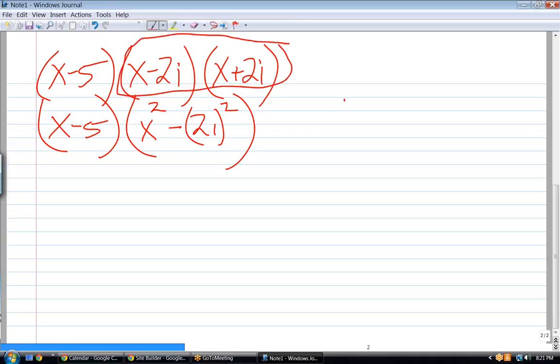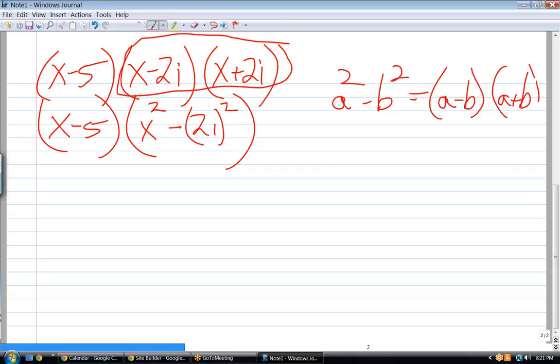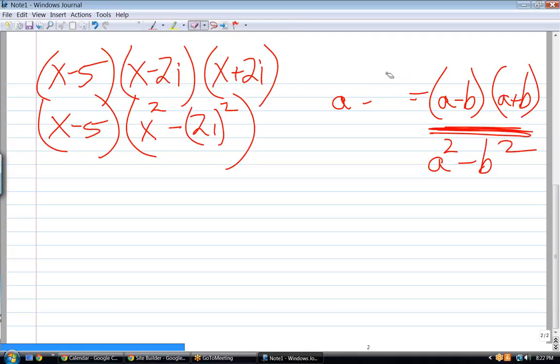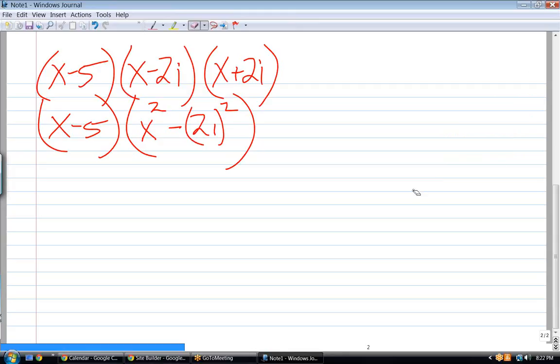In other words, knowing that a squared minus b squared equals a minus b times a plus b. So when you see this, rather than having to multiply it back together, know that it's got to be a squared minus b squared. Well, in our case, a is x, and b is 2i. So I knew it had to be x squared minus 2i squared. Well, x squared minus 2i squared is what? What's 2i squared equal to?